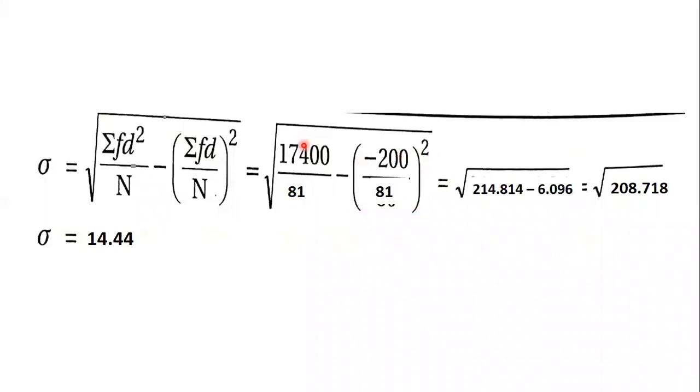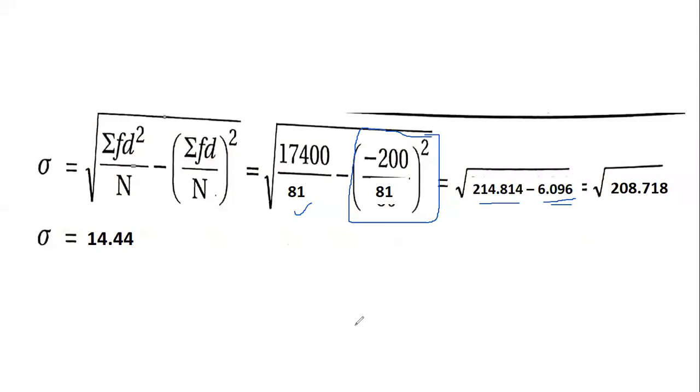So first we are going to divide these two numbers and write down the number, that is 214.814. Minus, here the next number is the complete result after squaring. After squaring, how much will you get? That is minus 200 divided by 81, you get a number, and I have squared it. Once I square that number, I get 6.096. So this is the final result.